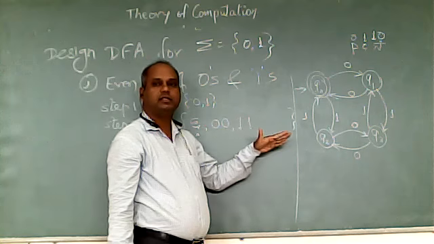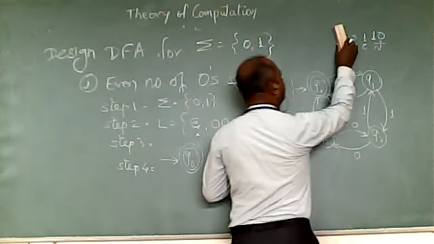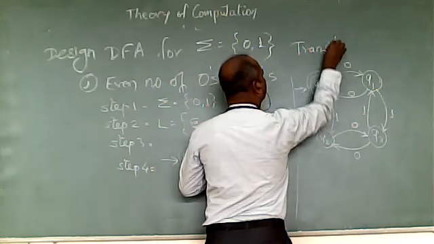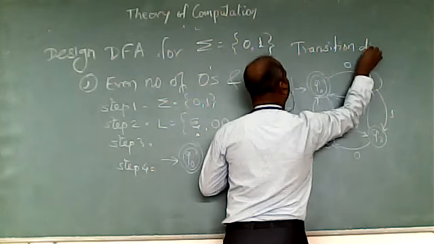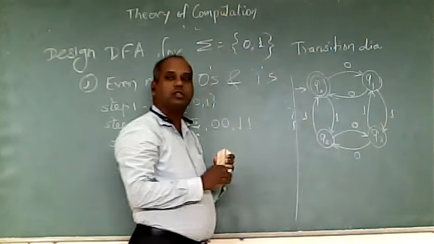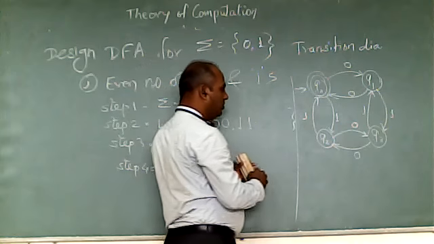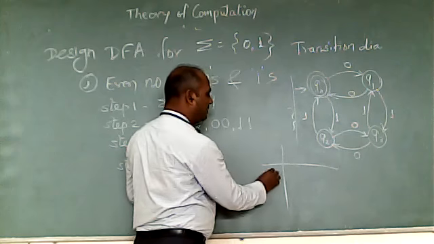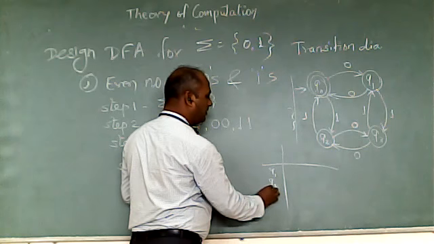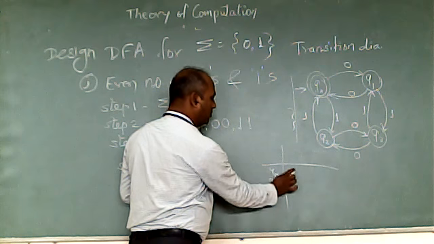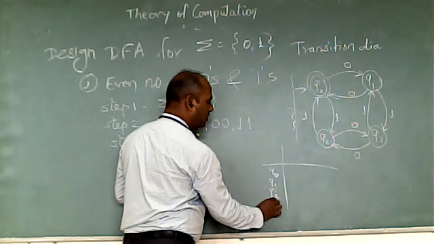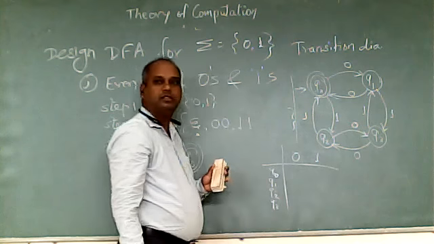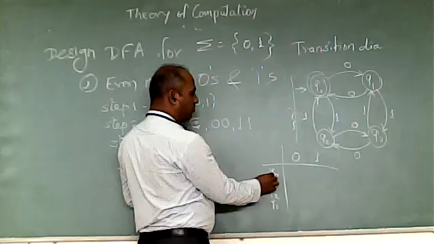Now after designing this, it is called a transition diagram. We also have to draw the transition table for this. So how to draw the transition table? On the left-hand side, we have to write the states Q0, Q1, Q2, and Q3. There are 4 states. Inputs are on the top side, 0 and 1.